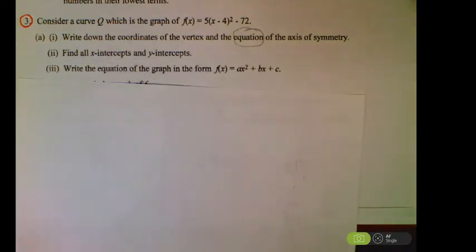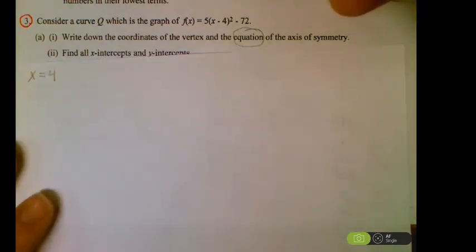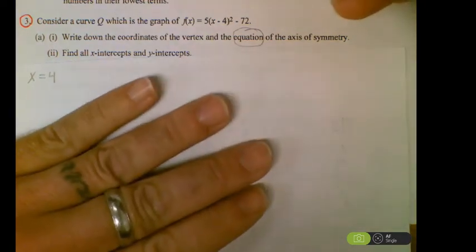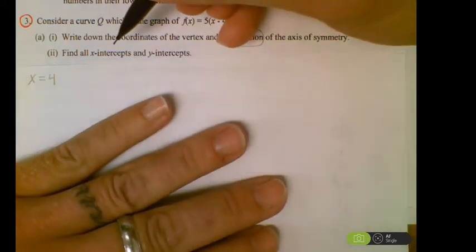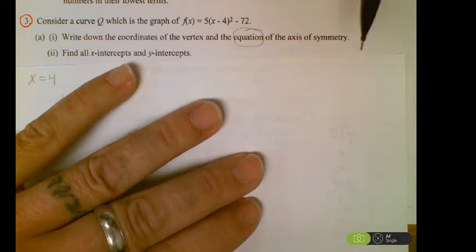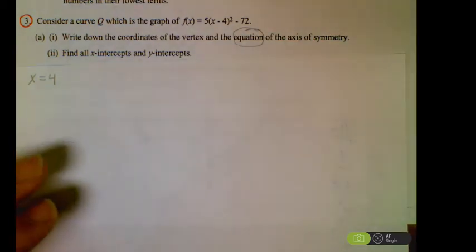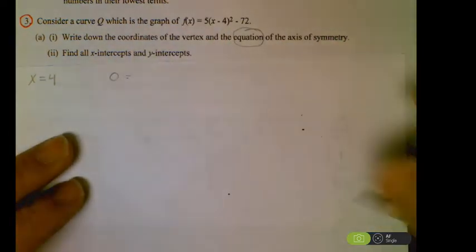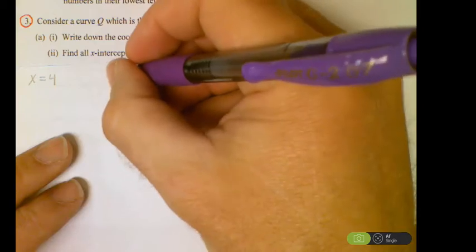So, moving on, find all the x-intercepts and y-intercepts. As we've already seen, intercepts are zeros. So if I want the x-intercepts, I plug in a 0 for y. If I want the y-intercept, I plug in a 0 for x, and then we just solve from there. So we'll just start out by plugging in a 0 for y and solving for the x-intercepts.